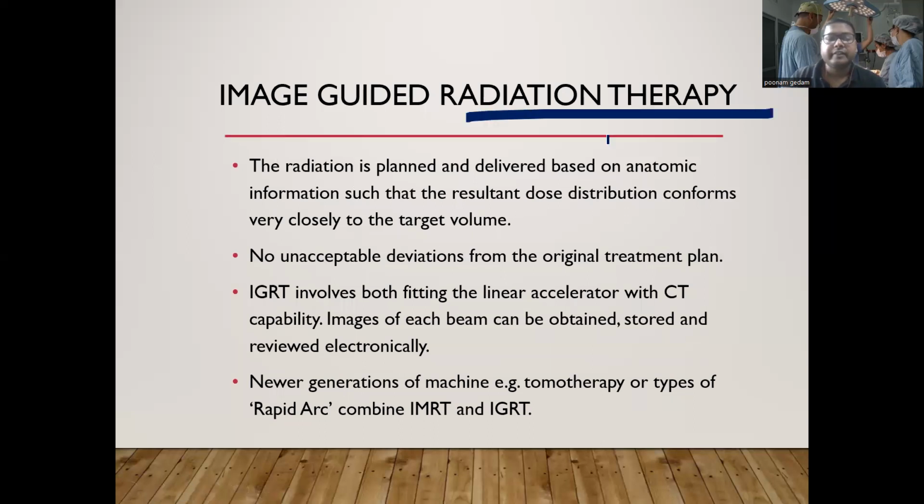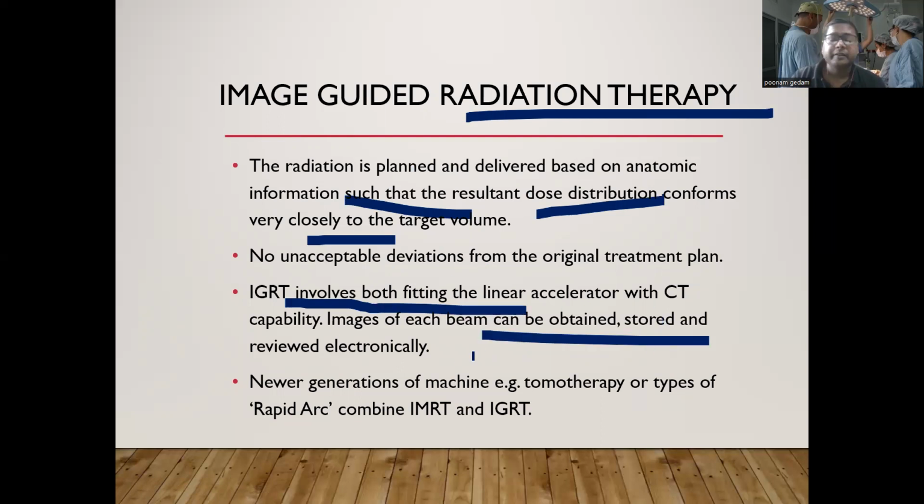Image guided radiation therapy: the radiation is planned and delivered based on anatomic information such that the resulting dose distribution conforms very closely to the target volume. No deviations from the original treatment plan are acceptable. IGRT involves fitting the linear accelerator with CT capability. Images of each beam can be obtained, stored, and reviewed electronically. Newer generations of machines, for example tomotherapy or RapidArc, combine intensity modulated radiation therapy and image guided radiation therapy.